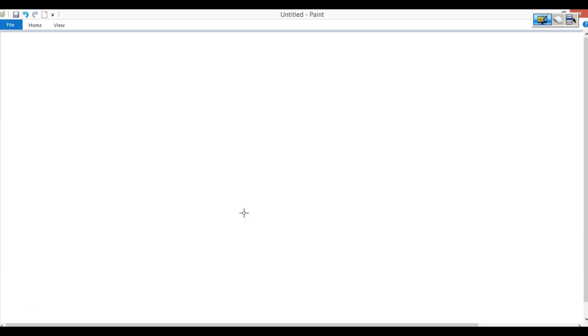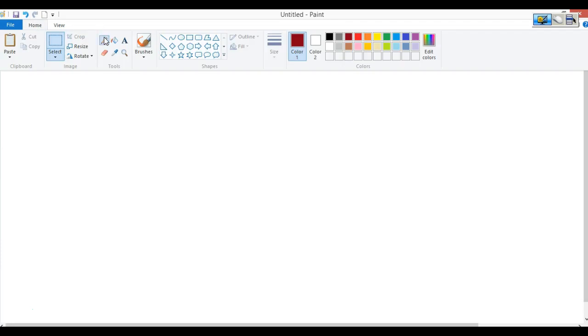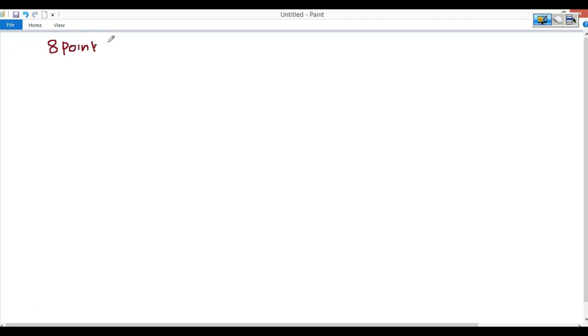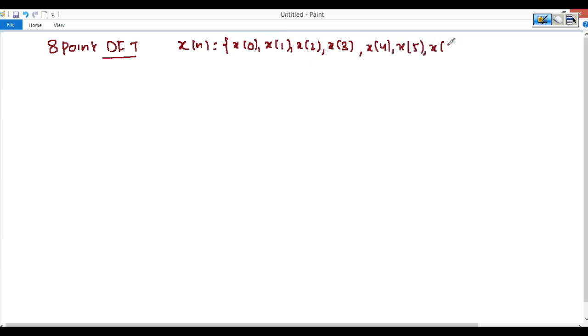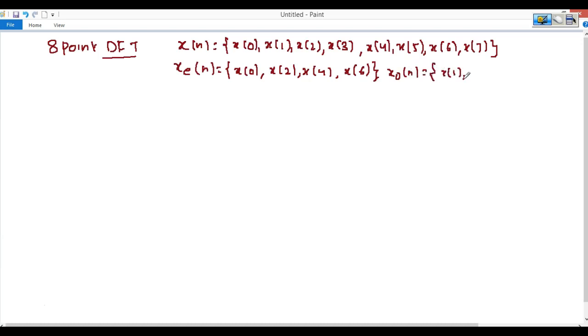Similarly, if you want to do it for the 8-point DFT, if x of n is given as x of 0, x of 1, x of 2, x of 3, x of 4, x of 5, x of 6 and x of 7, we'll first find the even part of n: x of 0, x of 2, x of 4 and x of 6. The odd part of n is x of 1, x of 3, x of 5 and x of 7. Again we'll divide it into the even part and odd part.